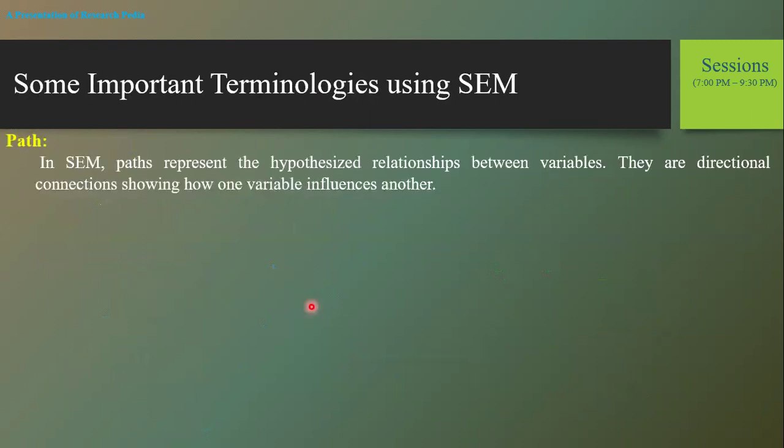Next is the term which we will frequently use, a path. In SEM, the path represents the hypothesized relationship between variables. So they are directional connections showing how one variable influences another. Simply, they are arrows. The arrow that we have previously seen, that self-esteem is influencing the academic achievement through some arrow, is indicated as a path in SEM.